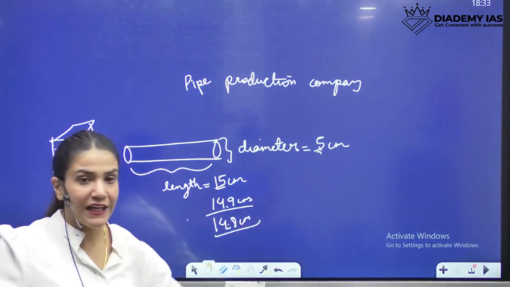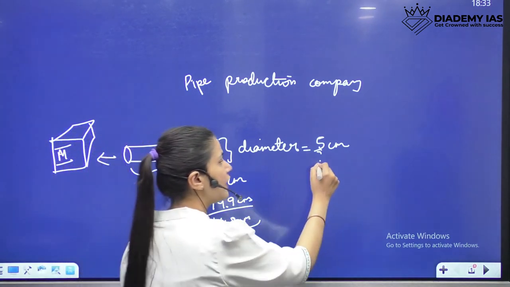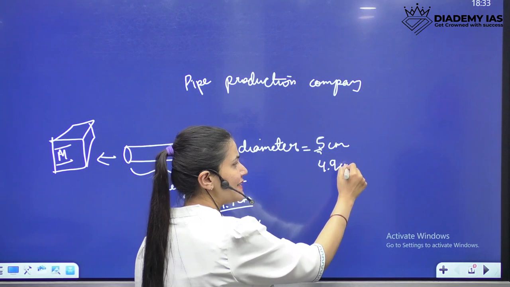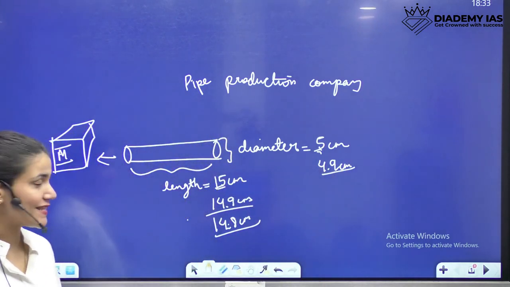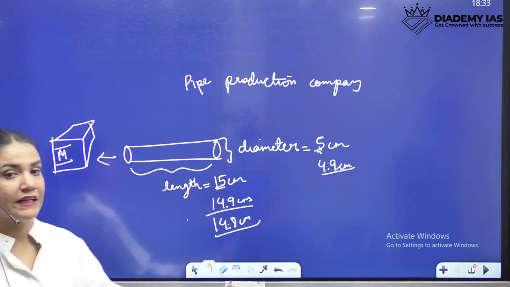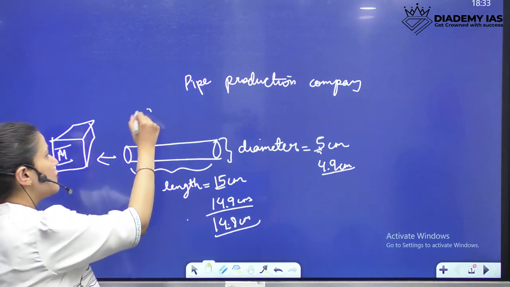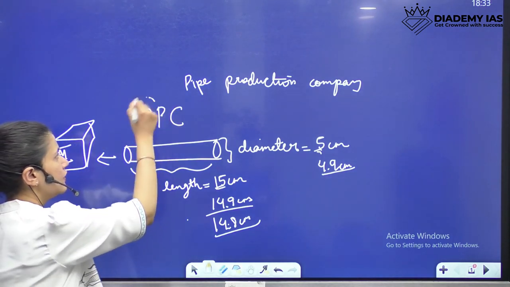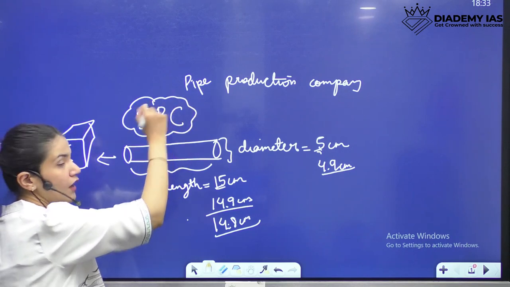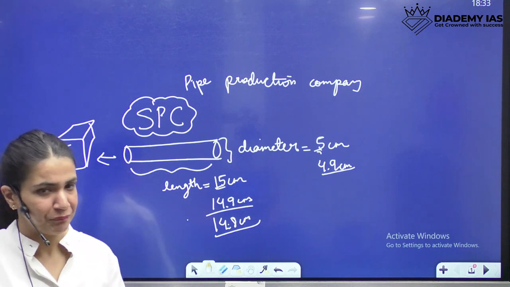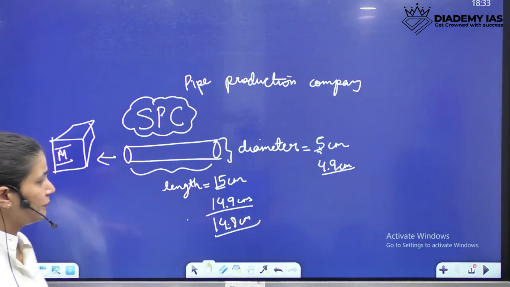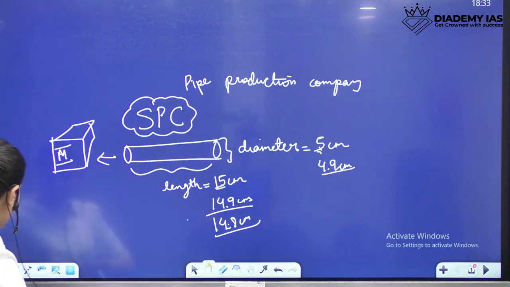Even for the diameter, they can supposedly be okay with 4.9 centimeter. This is the limit that they have set for the diameters as well. So definitely, SPCs come into the picture in such a scenario. I hope now you have understood why SPCs are so important in the context of production. Let's go back to the slides.